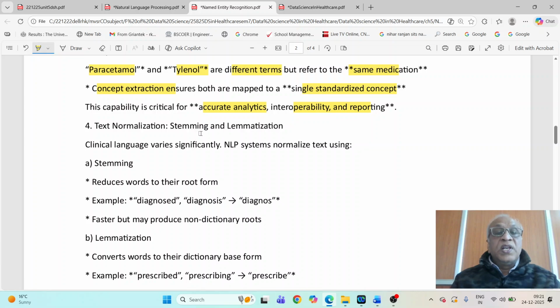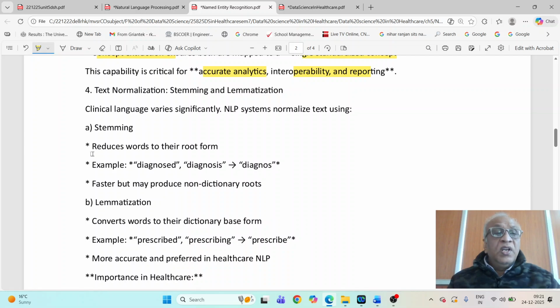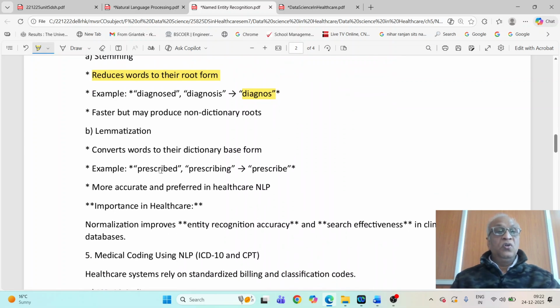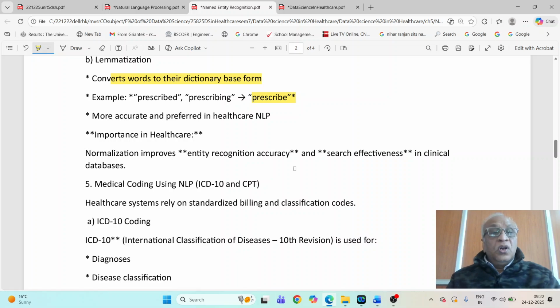Coming to text normalization, stemming, and lemmatization. Stemming reduces words to their root forms. For example, diagnose and diagnosis, the root form is diagnose. Coming to lemmatization, what it does is convert words to their dictionary-based form. For example, prescribed and prescribing will go to prescribe. Now, normalization improves entity recognition accuracy and search effectiveness.